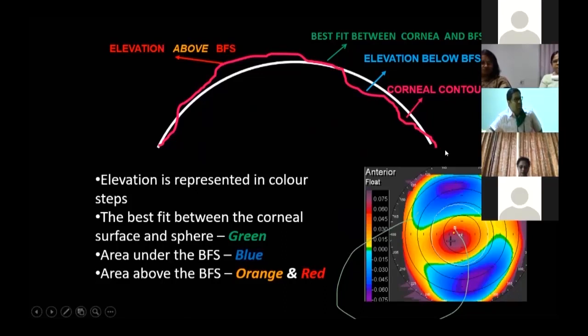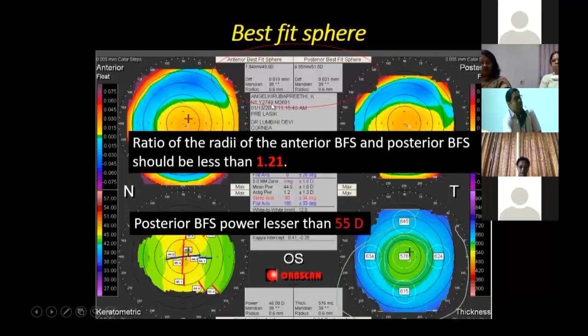The surface which is congruent to the best fit sphere is usually green in color, what is under it is always blue in color, and what is above it is in shades of red and orange. So this is the pictorial representation of an OB scan. You can see, once this scan is given to you, you have to see various parameters.